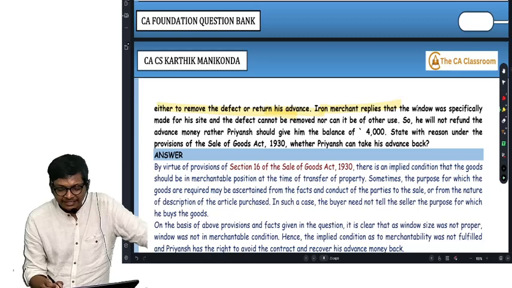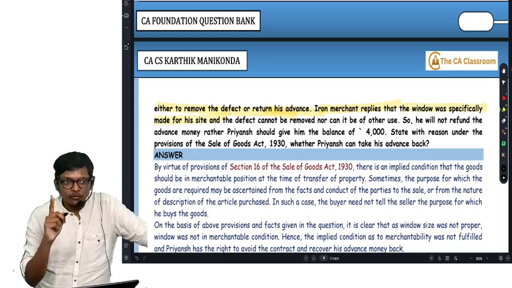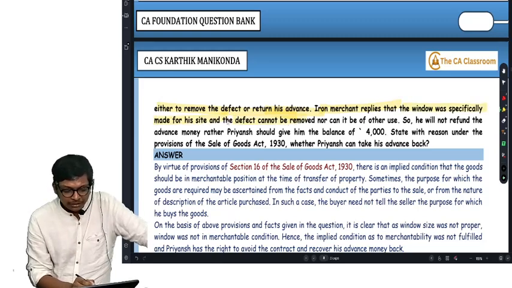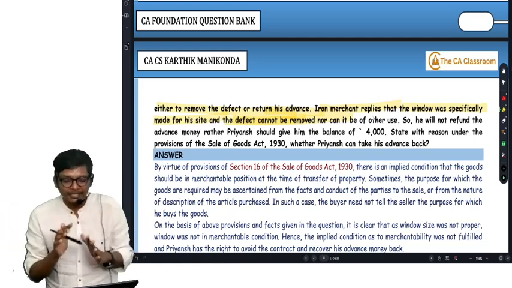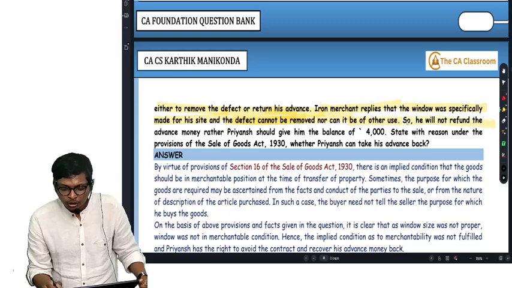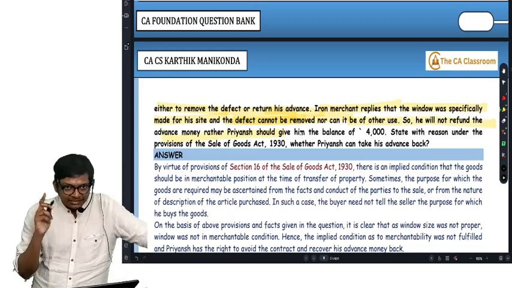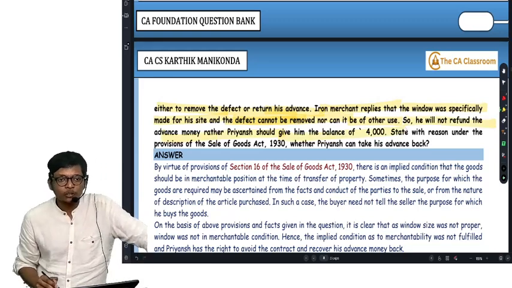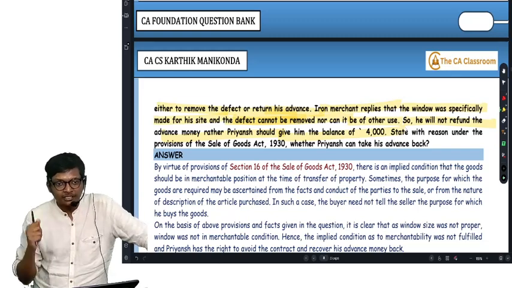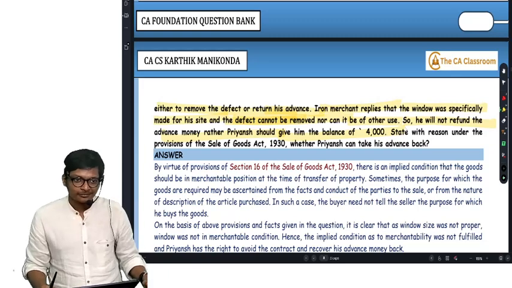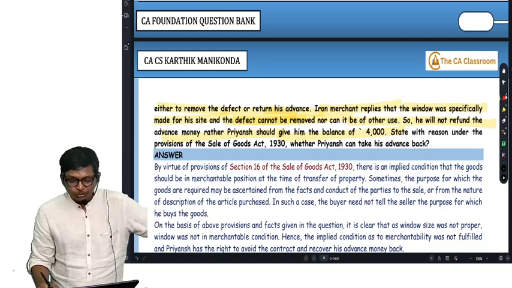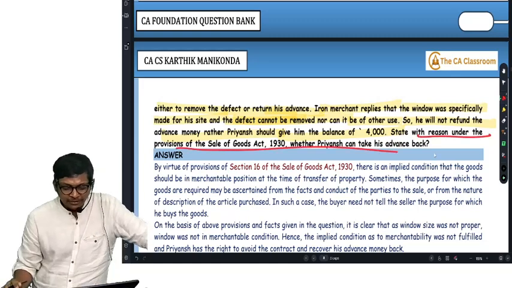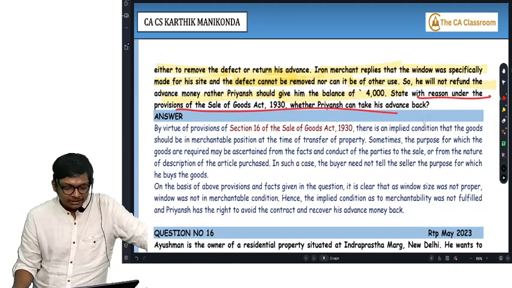The iron merchant says that the window was specifically made for your house and the defect cannot be removed. நான் ஆல்ரெடி கட் பண்ணி கொண்டு வந்துட்டேன். I can't make it bigger, I can't make it smaller, it has no use, so he will not refund the money. Instead அவன் மிரட்டுறான், நீ குடுறா பேலன்ஸ் 4000 rupees is asking, will you give, guys? பட் ஐயோ அயன் மர்ச்சன்ட் அந்த அர்த்தம் என்ன பண்ணுவீங்க? புரியல. கன்வர்ஷன் வந்துடும். Okay, so state with reason under the provisions whether Priyansh can take his advance back.